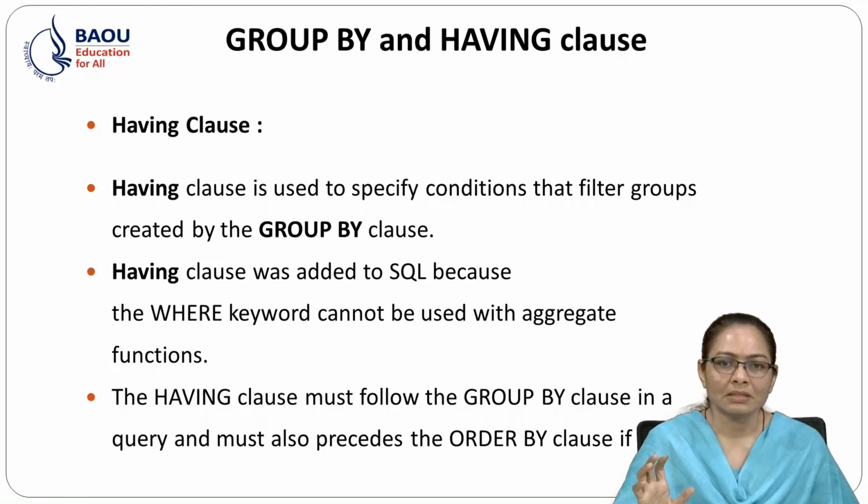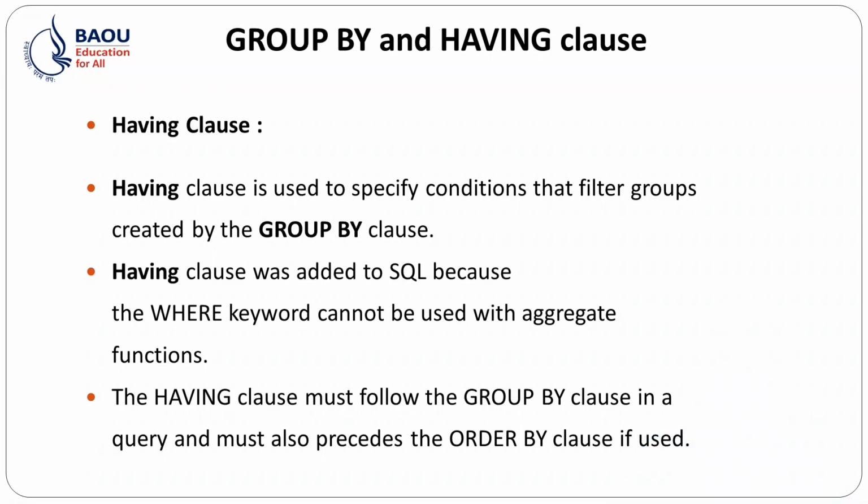Now the having clause was added to SQL because the where clause cannot be used with aggregate functions. Aggregate functions like count, max, min, sum, average are used on a group of data. These aggregate functions we cannot use with the where condition. They are used with the having clause. So all the aggregate functions or a having clause are used with the group by.